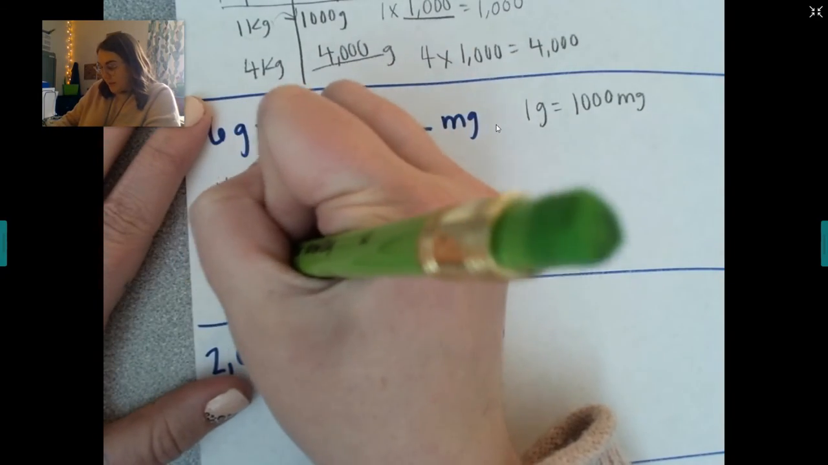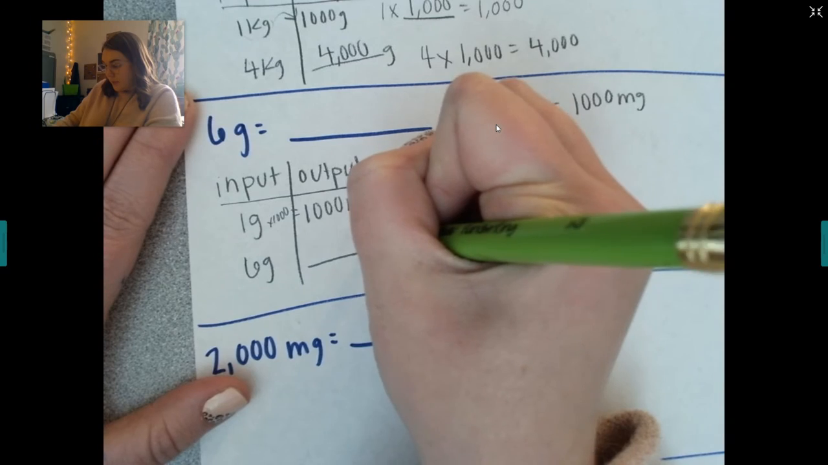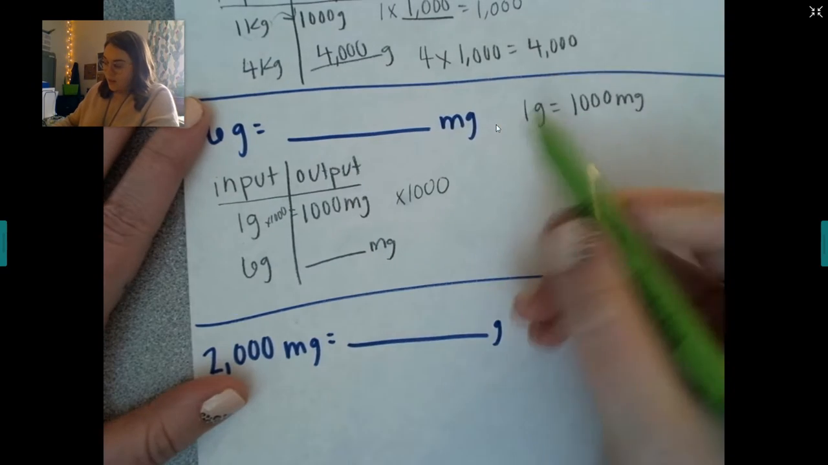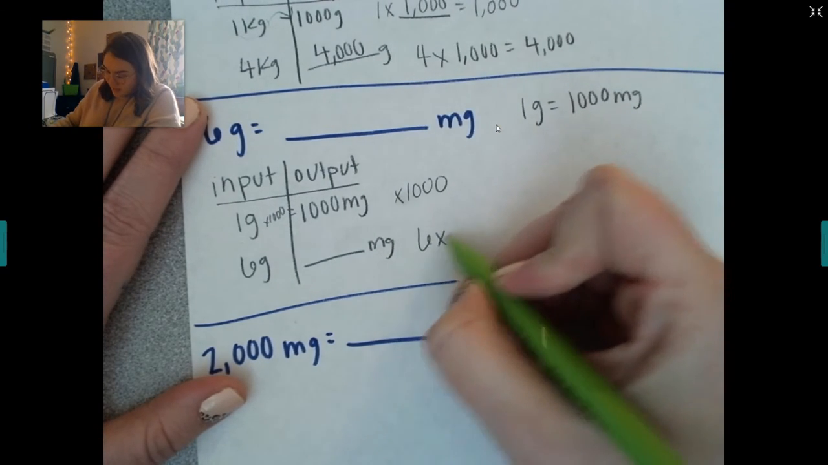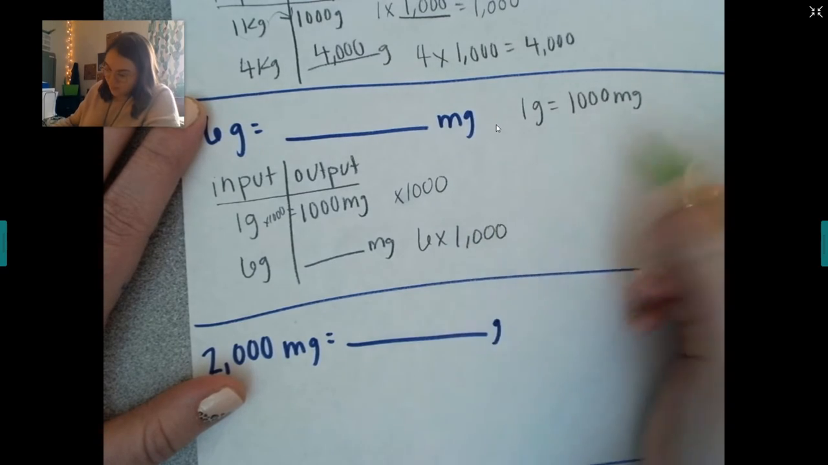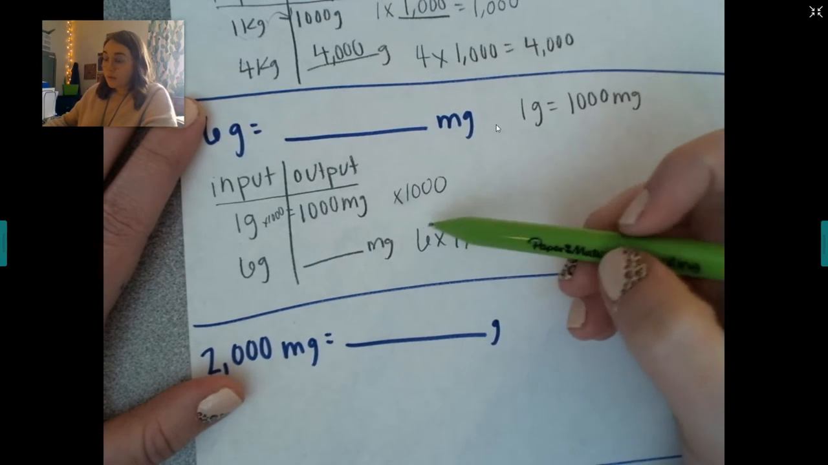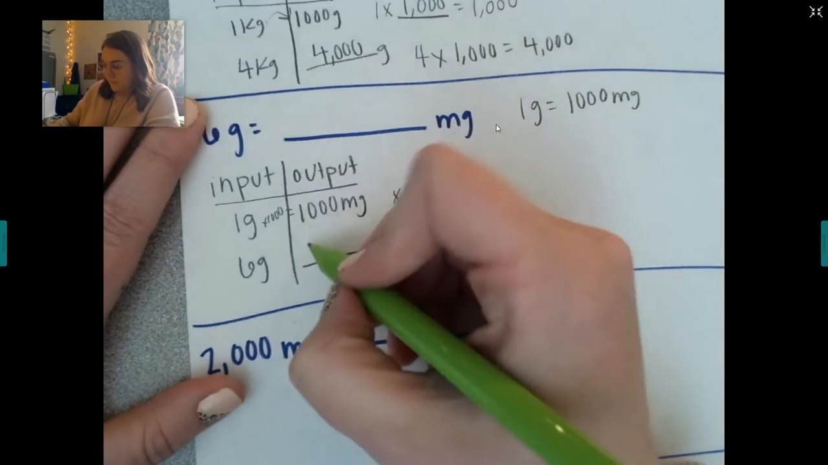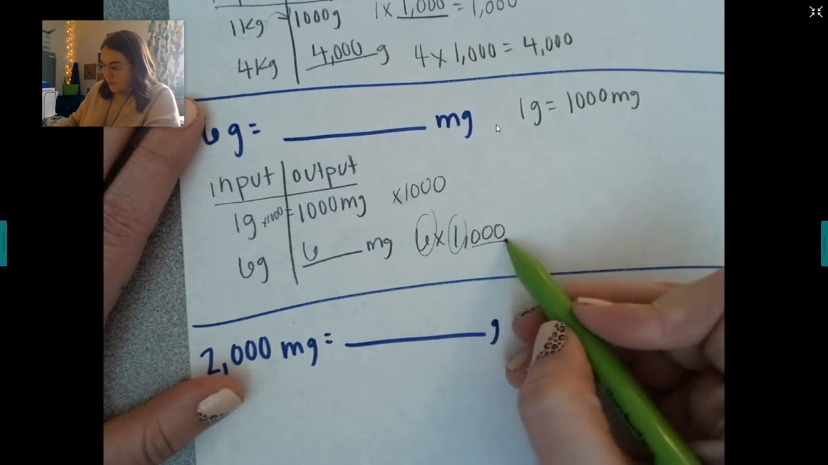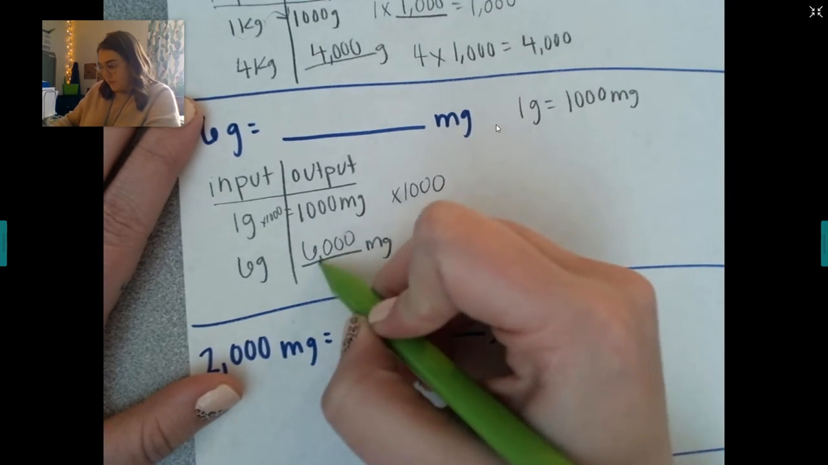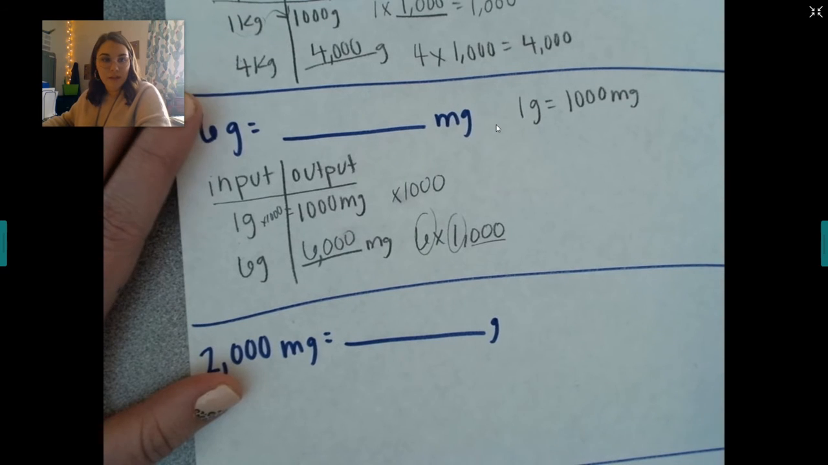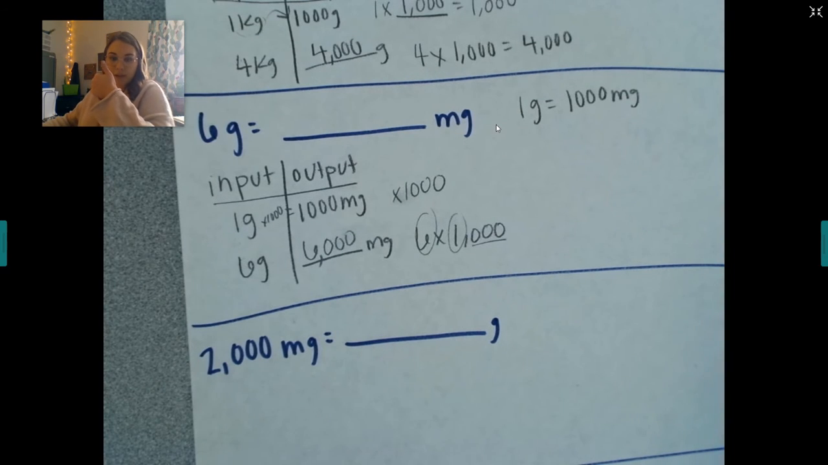So now I'm going to write my 6 grams is how many milligrams. So all I've got to do now is 6 times 1,000. And if you're doing the zeros rule, you know you only multiply 6 and 1. And then you add your 3 zeros. 0, 0, 0. So my answer is 6,000. Give me a thumbs up if you got the answer correct.